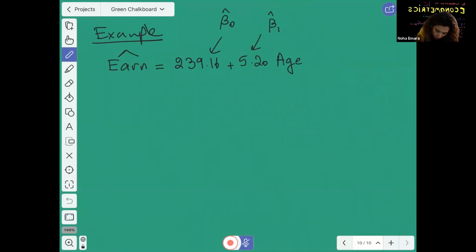The information given is that I have a sample of N equal to 1744 individuals, okay, and this earnings is measured per month. So this is a monthly data set. So the first question is, interpret the results.